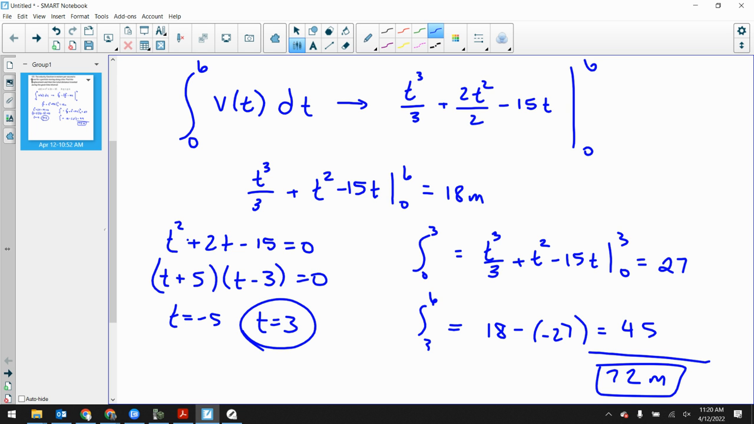I was 18 to the positive in total for my displacement, which makes sense because I had moved negative 27 meters and then positive 45 meters. All said and done, I moved a total distance of 72 meters altogether.